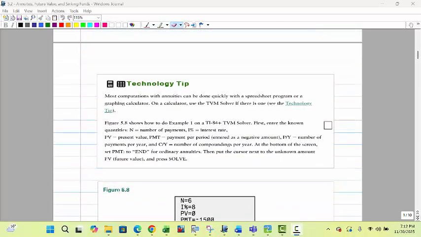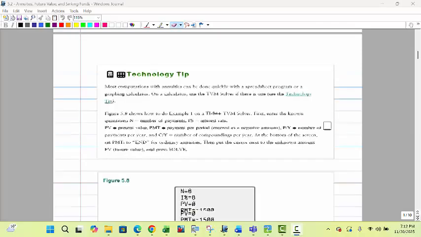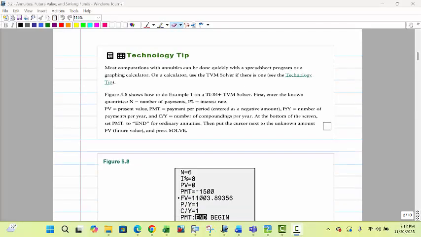And then I'm going to show you how to do this with the TVM solver in the calculator, show you how to use the formula and show you how to use this.